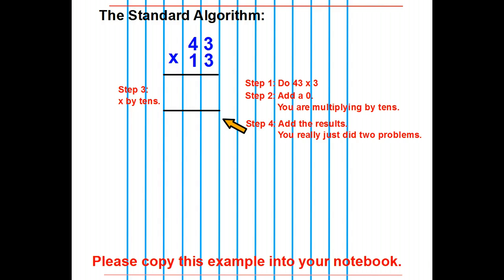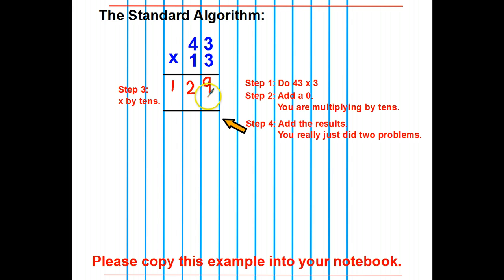But that's a little drawn out and complicated. So what we did was we developed a standard algorithm that kind of goes 2 for 1. It's a method of packing it all into one little space. So step 1 here is, well, what our step 1 was on the back page. We're going to do 43 times 3. 3 units times 3 units is 9 units, and 3 units times 4 tens is 12 tens. That should look familiar.